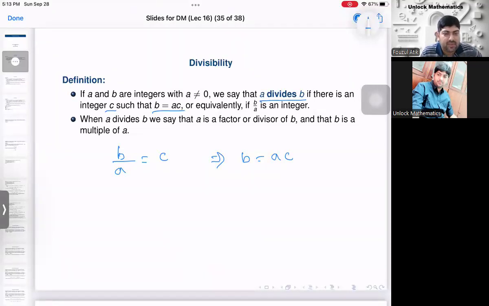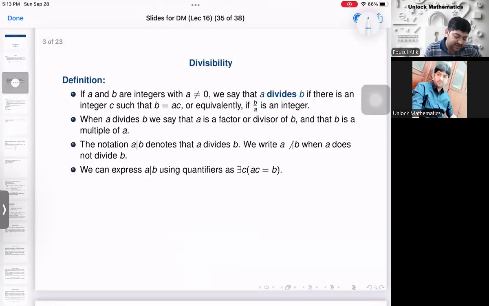When we say that a divides b, we say that a is a factor or divisor of b, and b is a multiple of a. And how do you write it as a notation? You will use the notation a divides b. For example, we know that 3 divides 12. Why? Because 12 is equal to 3 times 4. So therefore 3 divides 12. This is the notation we'll use.